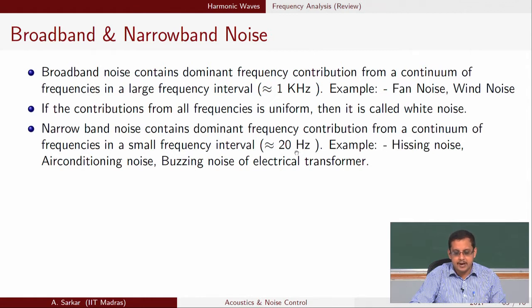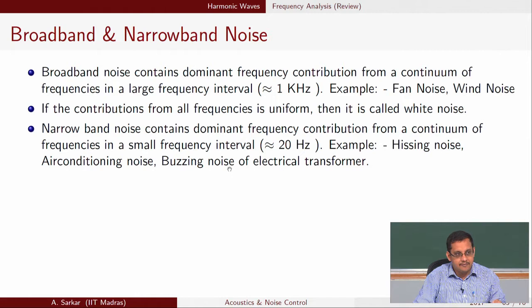So, narrow band noise, as opposed to broadband noise, will have a very small frequency interval wherein the frequency content is non-zero, typically of the order of 20 hertz or so, whereas a broadband noise has a much broader frequency interval wherein it has a dominant contribution. Even the whistle that we blow, if you take the sound signal and do a proper experimental analysis, will have a narrow band effect. Also, if you have gone to any power distribution place where there are lots of transformers, you will hear a typical buzzing noise.